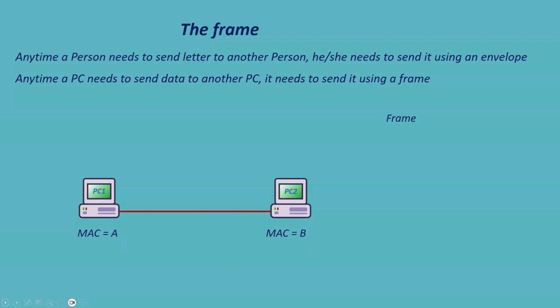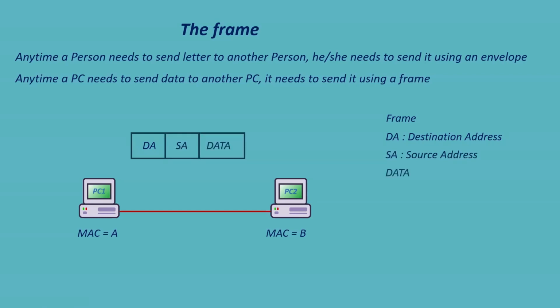So what goes in the frame? Just like in an envelope, we had on the front side the To address, the receiver's address, and on the rear side we had put the sender's address, and inside the envelope we had put data. Similarly, the concept of frame is there. So in the frame, we have one field which is called destination address, DA. Then there is SA, source address, and then there's data.